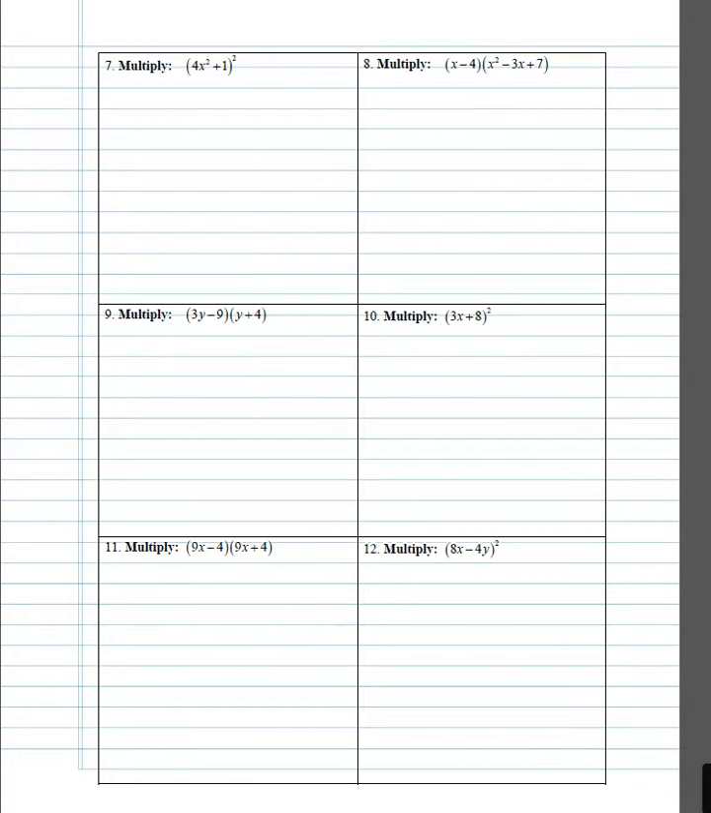Problem 7, 4x squared plus 1, whole squared. Most of the students make a mistake by squaring the first term and then the last term. That's not what it is. 4x squared plus 1 whole squared simply means 4x squared plus 1 times 4x squared plus 1. And again, I'm going to do the box way. 4x squared plus 1 on the top here, and I'm going to have 4x squared plus 1 here. I'm going to make my columns and my rows.